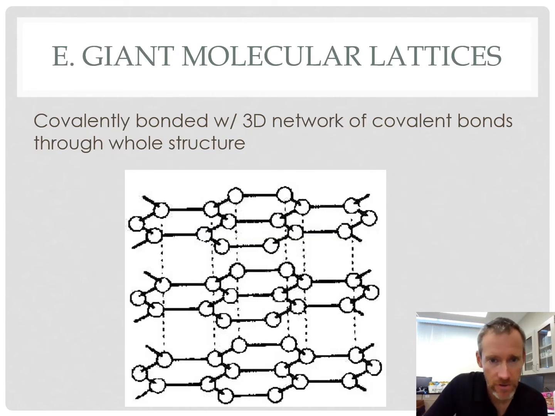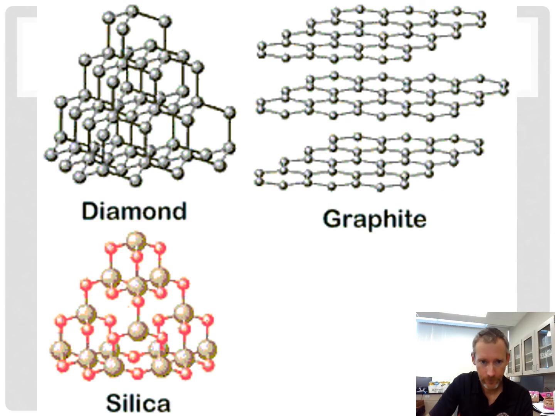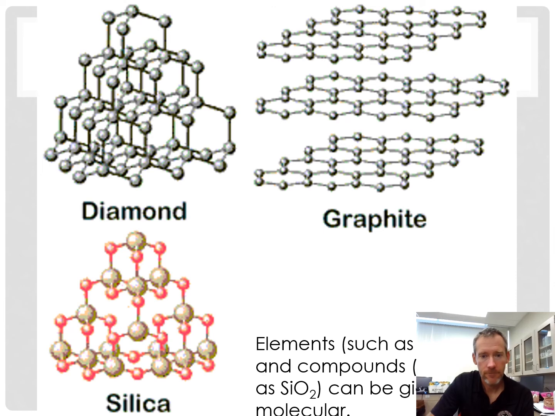Giant molecular structures, these are big covalent compounds: graphite, diamond, silicon dioxide. The cool thing about this is that they have very strong covalent bonds, especially in carbon and silicon structures. So diamond has a tetrahedral shape, graphite has sp2 hybridization, so they're called layers. And then silica or sand, silicon dioxide, is also a tetrahedral shape like diamond. So elements such as carbon and compounds like silicon dioxide are giant molecular structures.